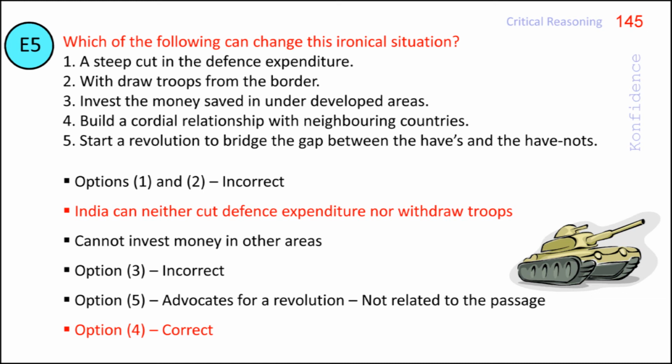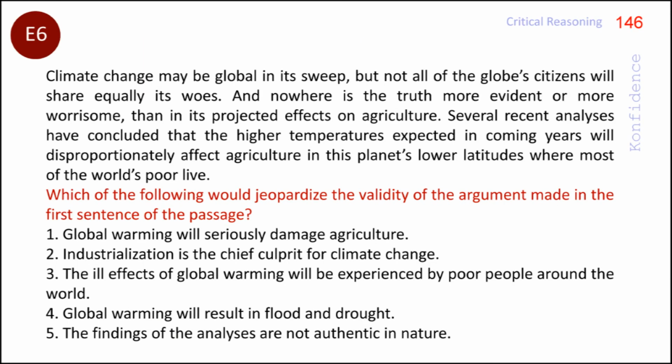Once the relationship with the neighboring countries becomes cordial, the unwanted defense expenses can be cut down and that money can be used for poverty alleviation purposes. Read the passage given in the slide. When you read the passage, I hope you would have paid attention to the argument made in the first sentence of the passage. It states that climate change may be global, but only people in some parts of the world will face its woes severely.